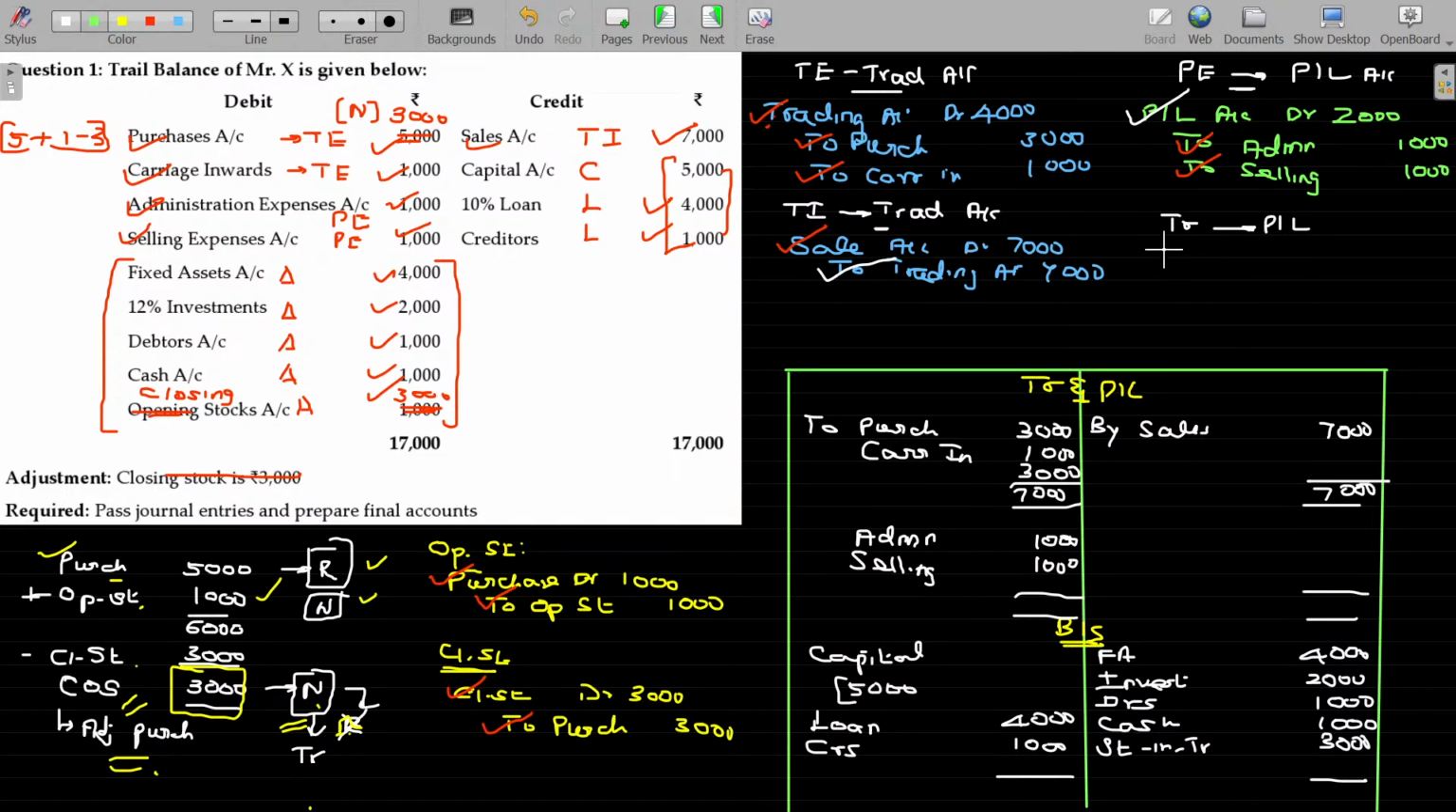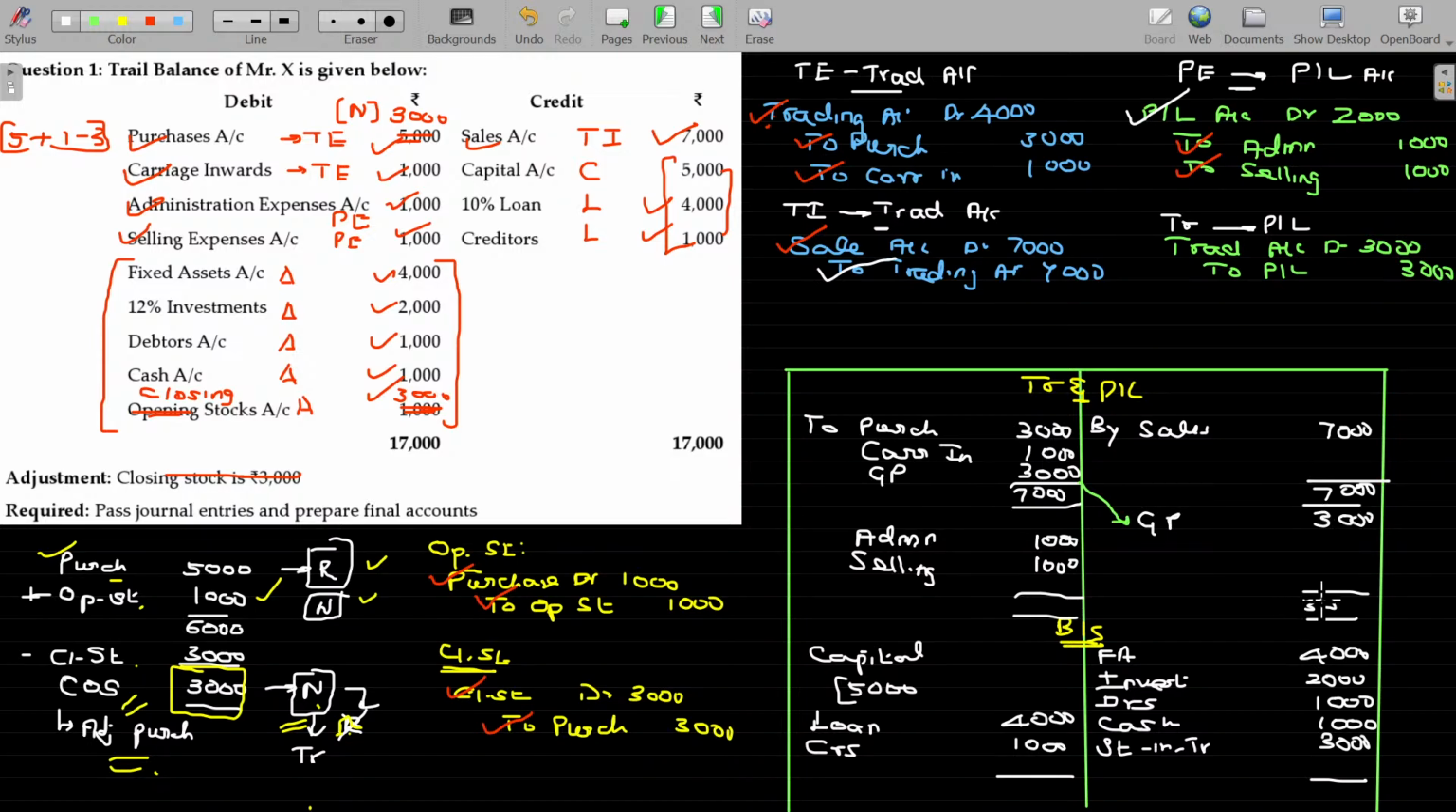The entry being debit the trading account. Okay, trading account debit to P&L account. This value being 3,000. By passing this entry, it is understood that this GP is transferred to the P&L account. So this is GP and I transfer that to P&L account here, 3,000 rupees.